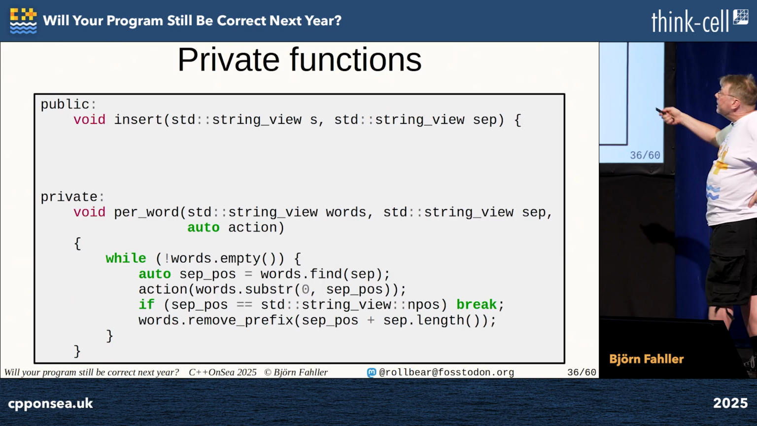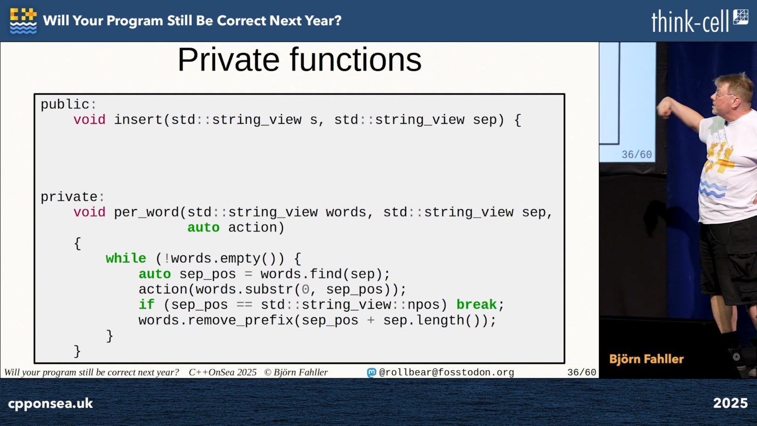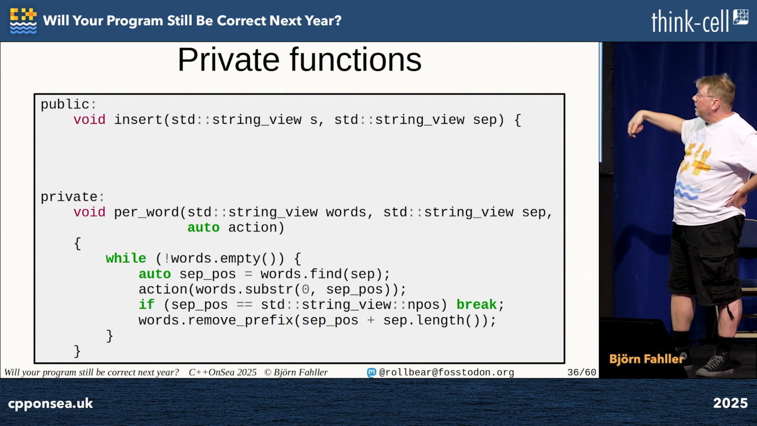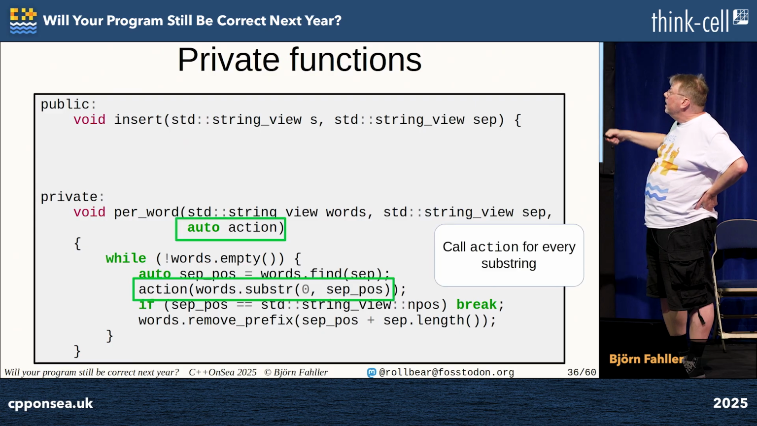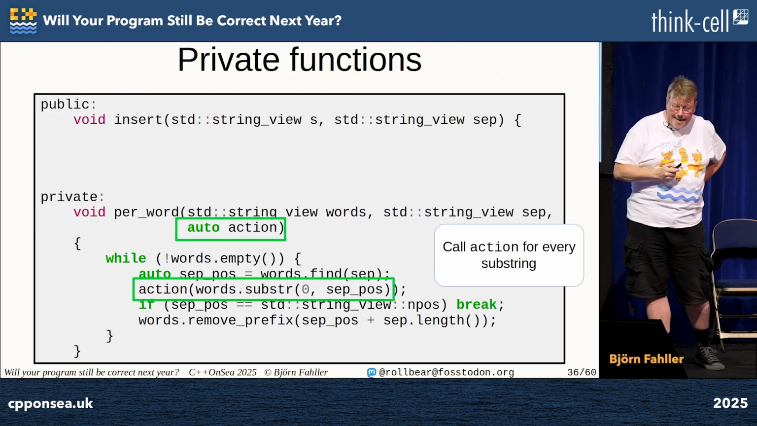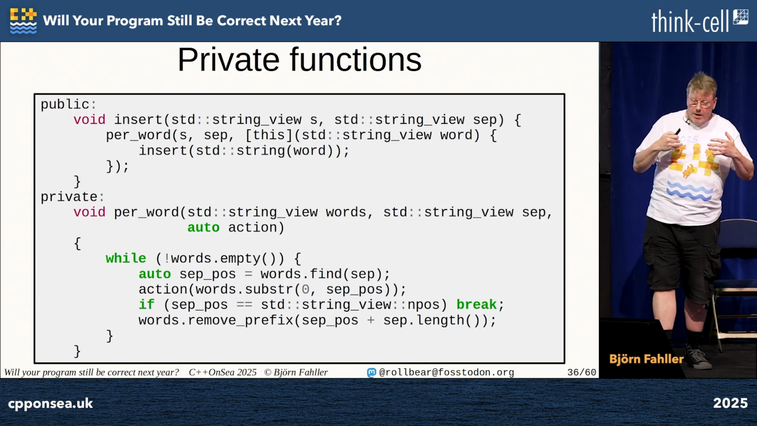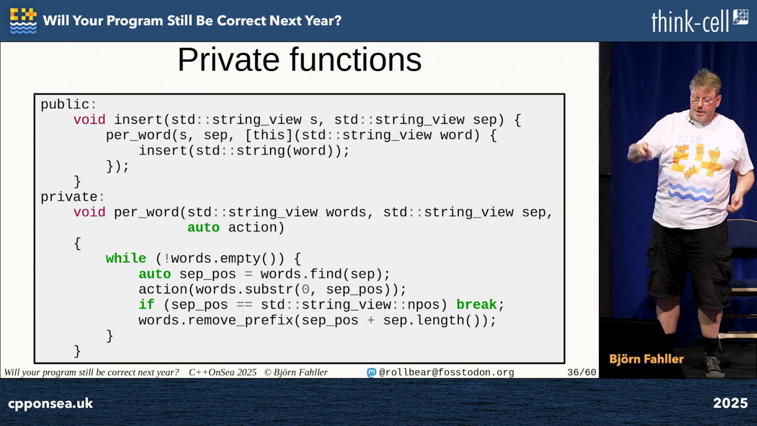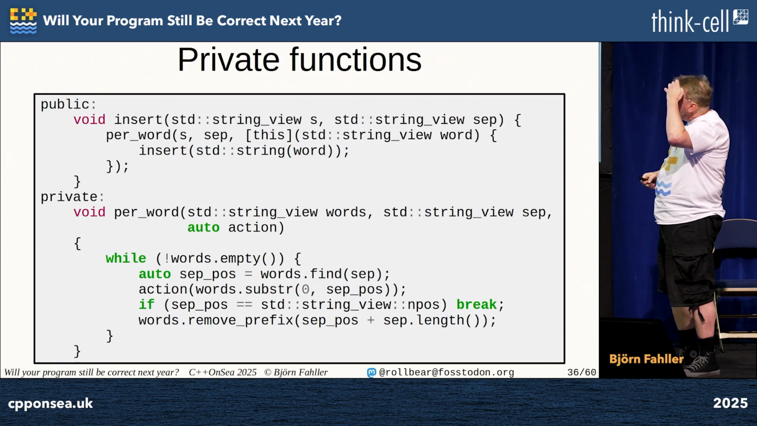And I can implement this logic where it takes the words and the separator and some action to call. And some hideous logic here. But call action for every substring that we find. And then insert becomes just per word, pass the long string and the separator and a lambda that does an actual insert of this.